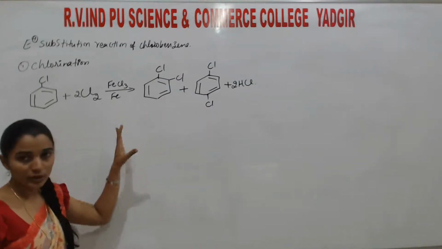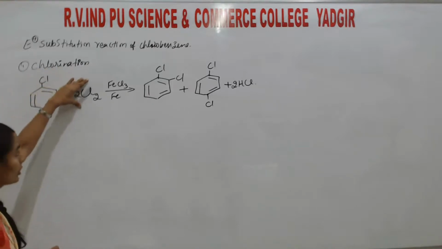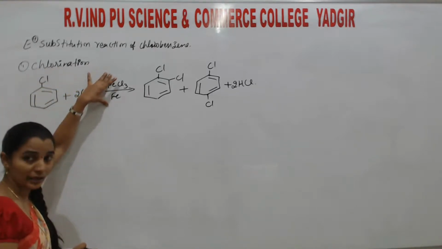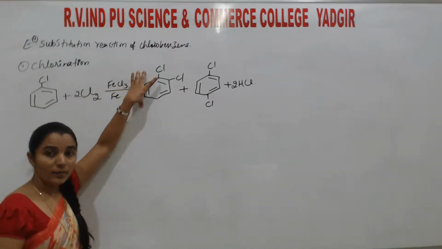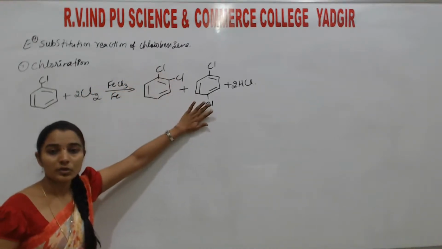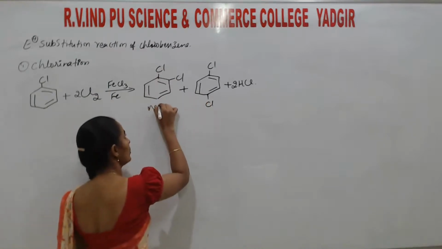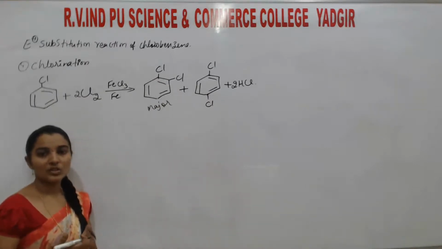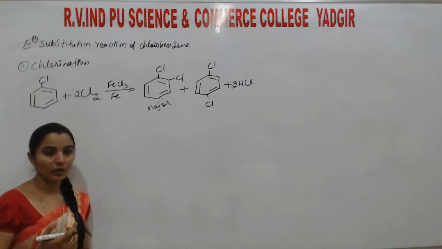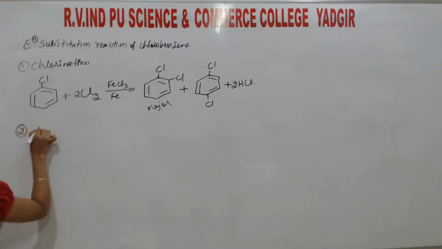What is this? Chlorination. When chlorobenzene undergoes chlorination in the presence of iron as a catalyst or iron chloride as a catalyst, it forms a mixture of ortho and para substituted dichlorobenzene. In that, this one is the major product and this one is the minor product. Understood? Okay.